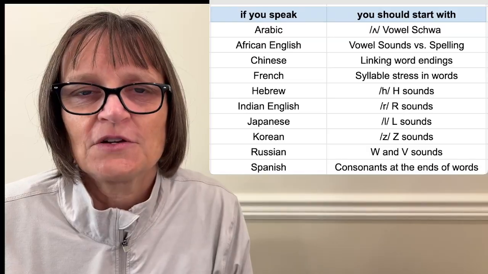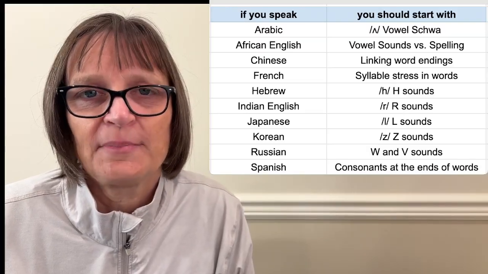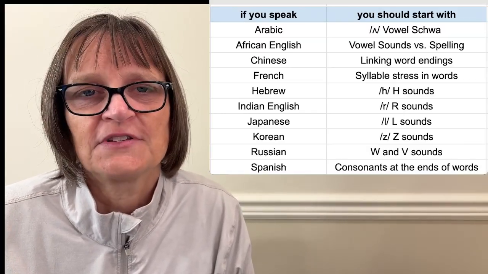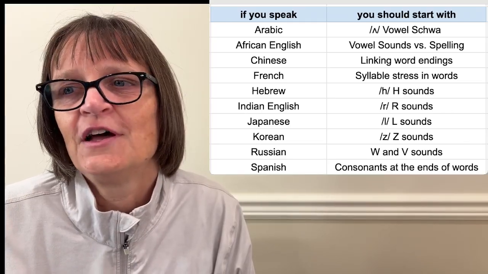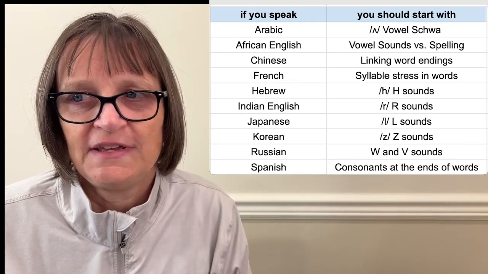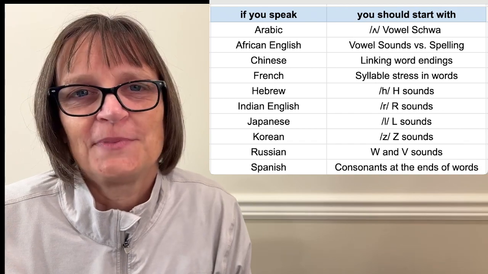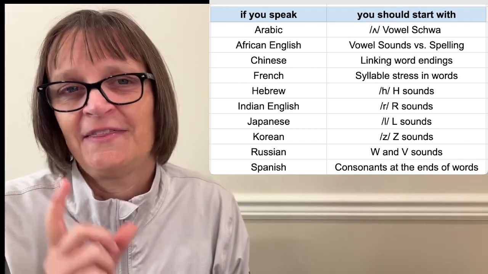For Japanese speakers, looking at the L sounds is a great place to start. For Korean speakers, it's the Z sounds. For Russian speakers, looking at W and V sounds. And for Spanish speakers, looking at how you say consonants at the ends of words.